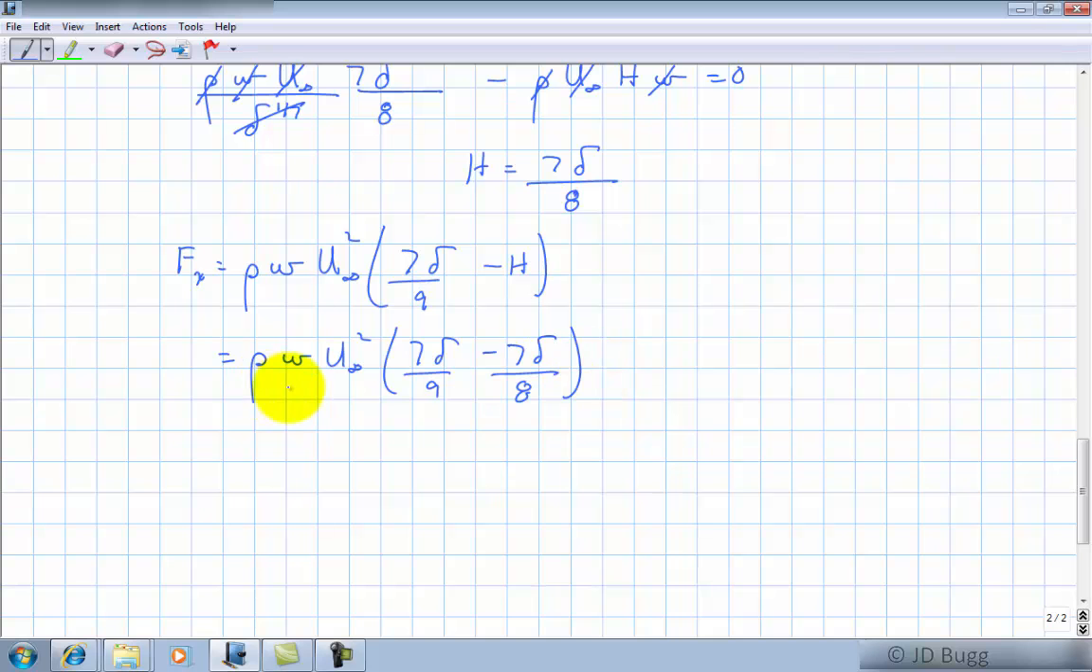So now we have everything in this expression, and we can simplify it a little bit more by combining these terms together. That's going to be equal to rho w u infinity squared. Factor delta out of this, and then take a common denominator here, which will be 72. So this will be 56 minus 63. So our final expression for the force in the x direction is going to be negative 7 over 72, coming from here. So notice it's negative, times rho w u infinity squared delta. And notice it's a negative number it's come out to.